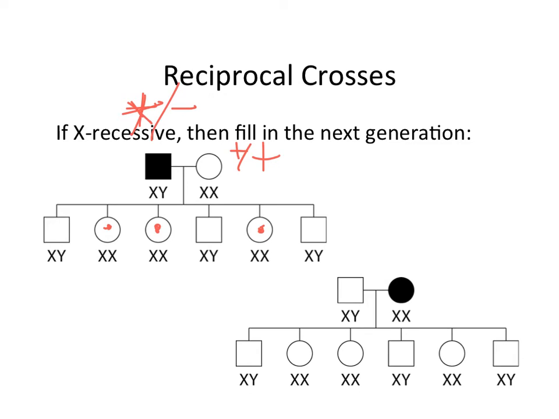What happens in the reciprocal cross? Now we've got a mom. This is recessive and she's affected. She must be homozygous for the mutation. Let's assume dad's wild type, plus over nothing. So go ahead and fill in what you think will happen in the next generation.